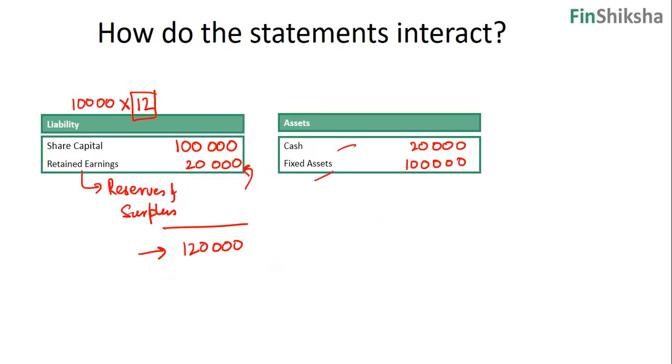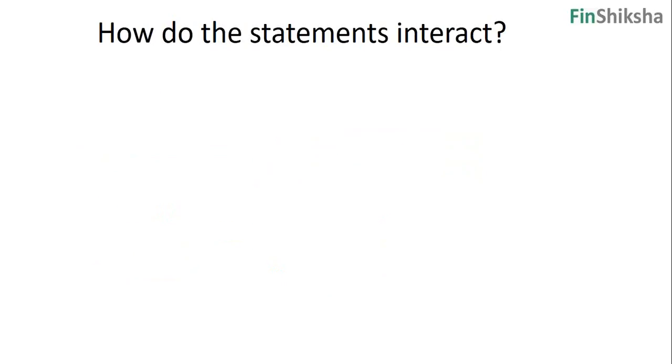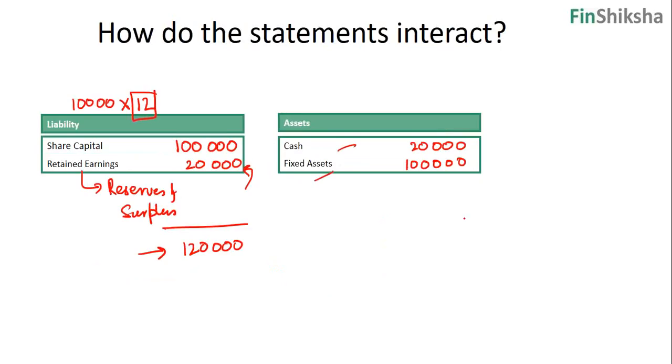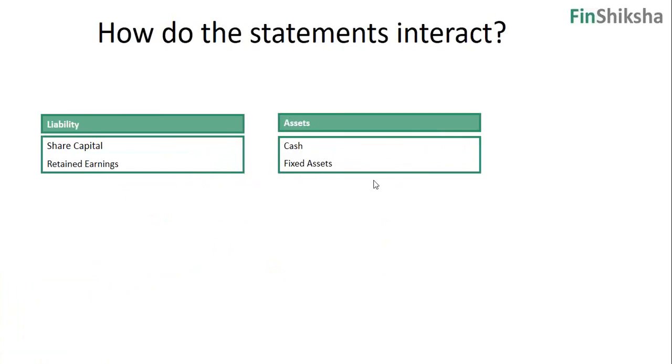The share price should reflect that 20% return. Correct? Now that's at the end of the first year. What if you continue your business at the end of the second year? So let's say in the second year, you first of all use this and it goes here. So let's rewrite this a little bit. We are saying that share capital is 100,000, retained earning is 20,000.